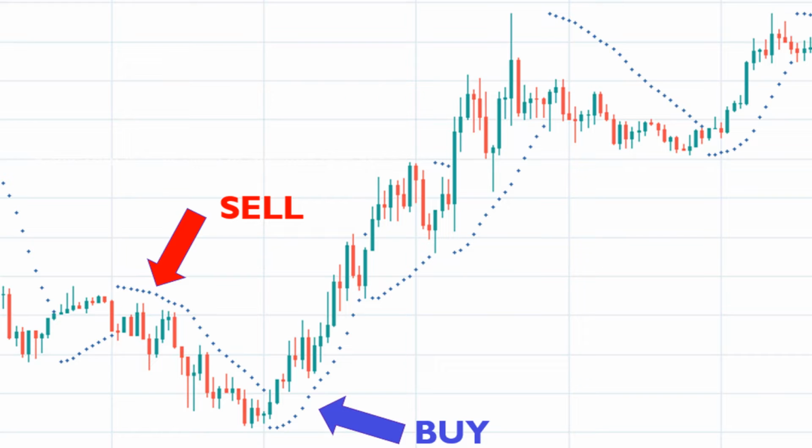When the price of a pair rises, the dots also rise. The pace accelerates with the trend. The parabolic SAR works well for entering trades during a trend in a steady market, but may produce false signals when the price moves sideways.